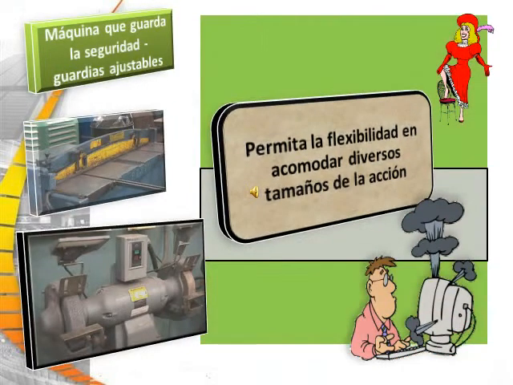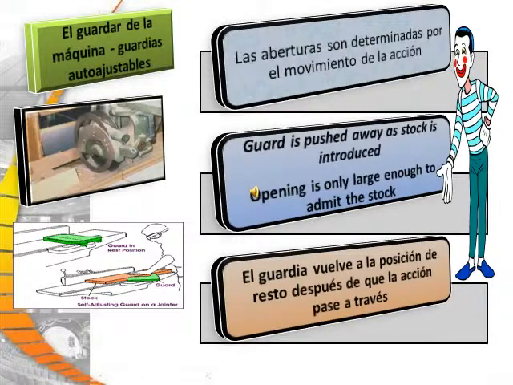Adjustable guards will allow flexibility in accommodating various sizes of stock. Self-adjusting guards are determined by the movement of the stock. The guard is pushed away as the stock is introduced, and the opening is only large enough to admit the stock. Guards will return to the rest position after the stock passes through.